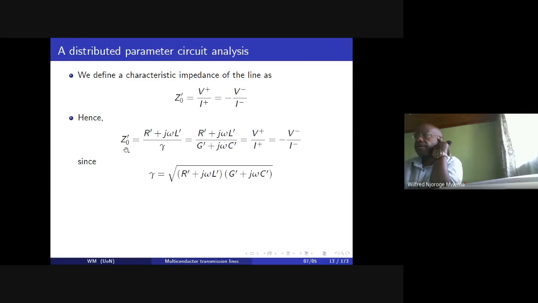And therefore, we can write that Z naught prime is going to be given by the series impedance per unit length divided by the propagation constant gamma, and it's also going to be given by R prime plus j omega L prime over G prime plus j omega C prime. That is the series impedance per unit length divided by the shunt admittance per unit length, and we can give it as that value. Okay, since gamma is just going to be given by that equation there.